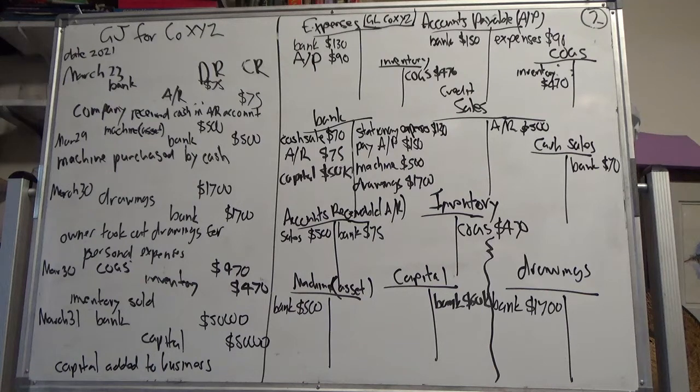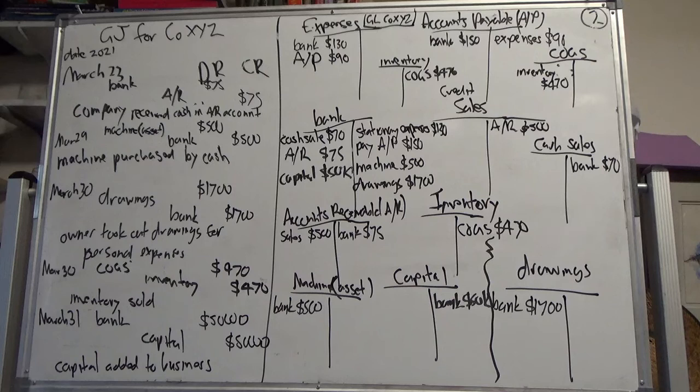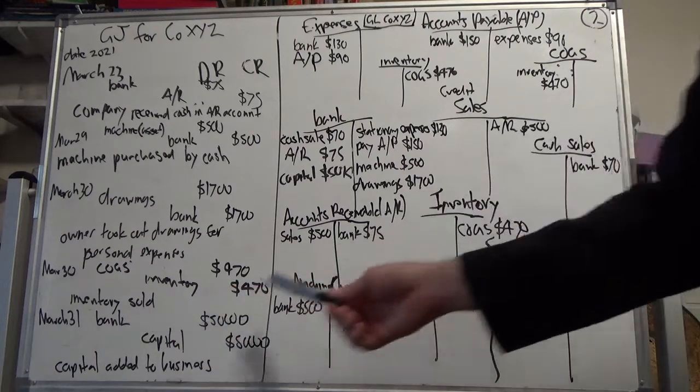And final transaction in this sequence, some capital added to the business, quite substantial capital of $50,000. A partner may have added to the partnership. So bank increases $50,000.